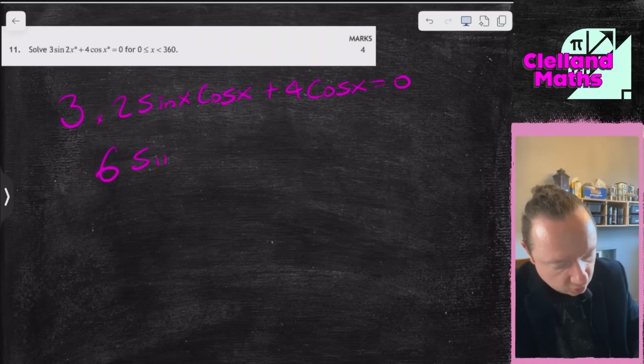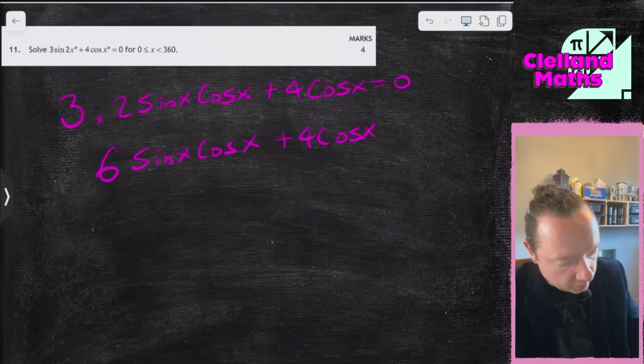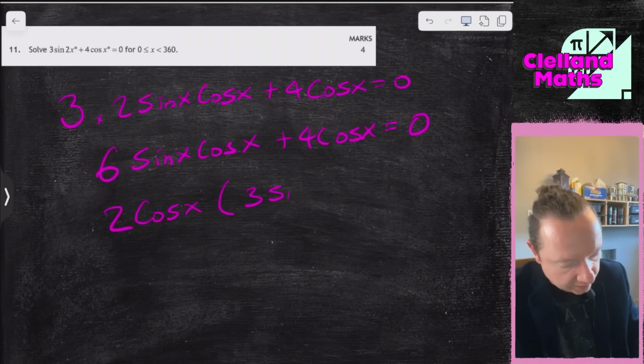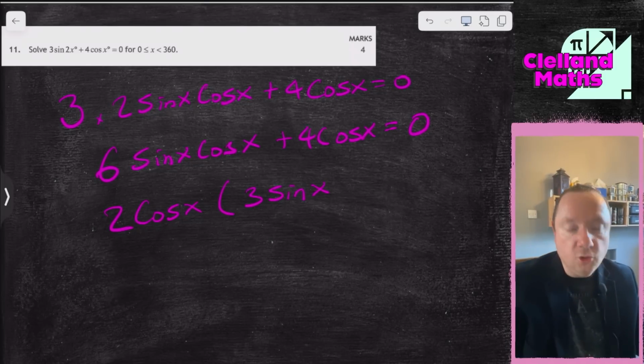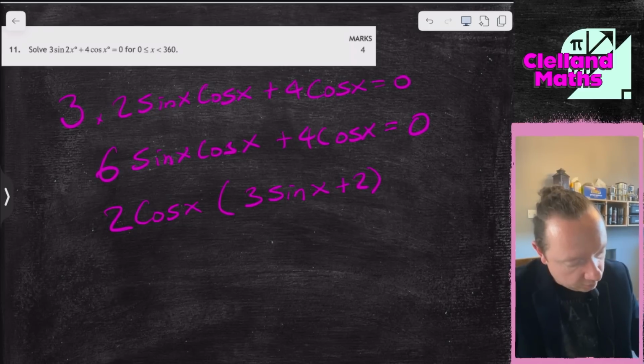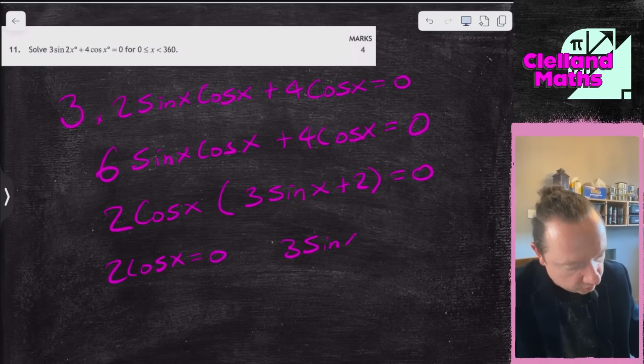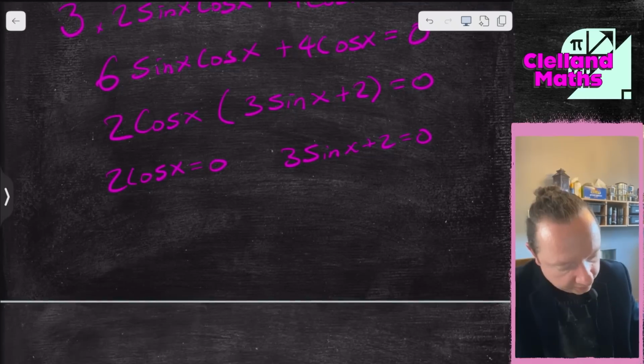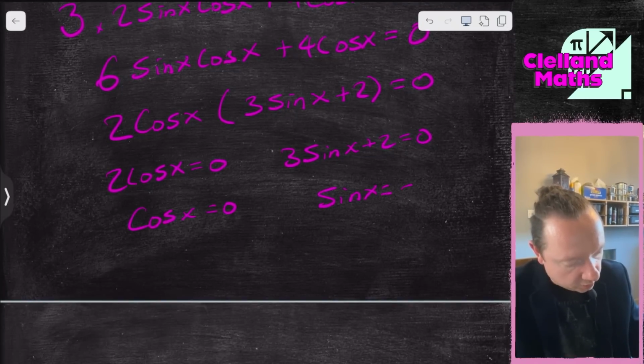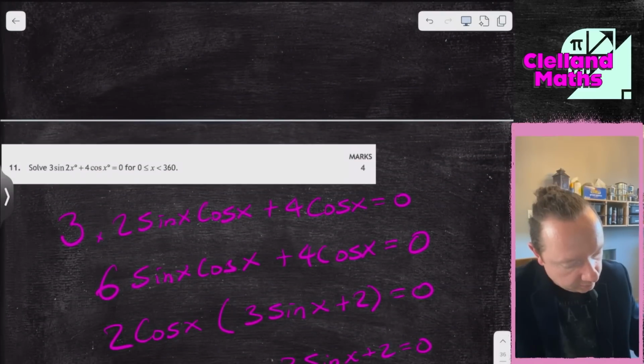So 6 sine x cos x plus 4 cos x equals 0. Common factor then, 2 cos x, 2 times 3 sine x, and then 2 twos is 4, equals 0. So we get 2 cos x equals 0 and 3 sine x plus 2 equals 0. So that gives me cos x equals 0 on this side and sine x equals negative 2/3. And we're working in degrees here.